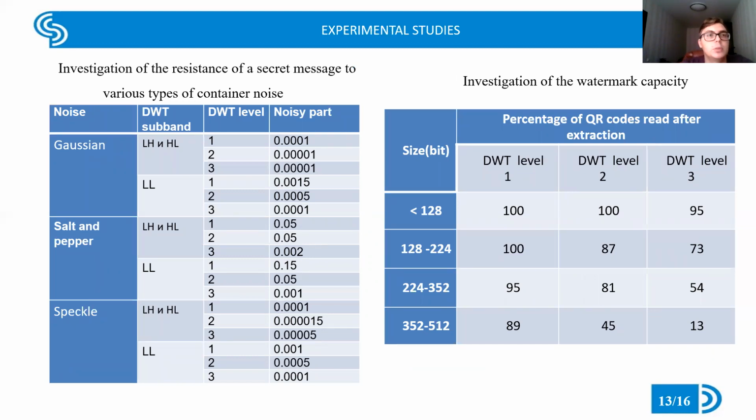The study of resistance to image noise with 3 noises was carried out: Gaussian, salt and pepper, and speckle. According to the results of the experiment presented in the table, we can conclude that the developed method is the most resistant to random noise, salt and pepper. In some cases, 15% of the image may be noisy.